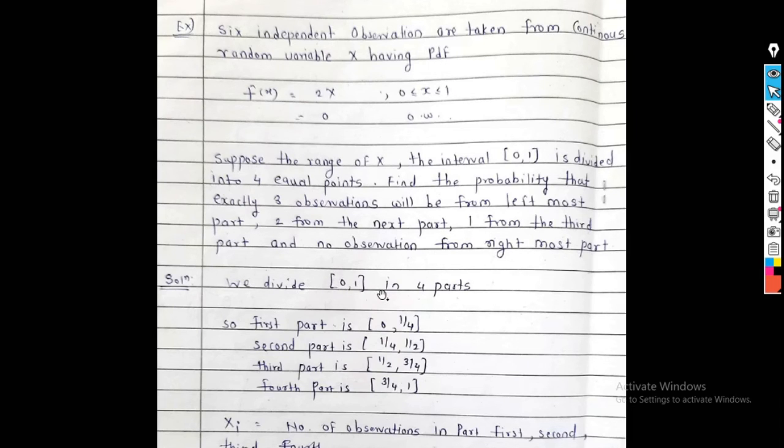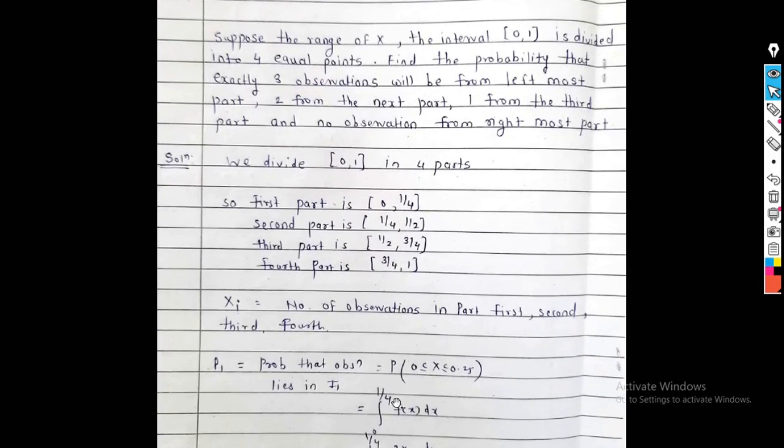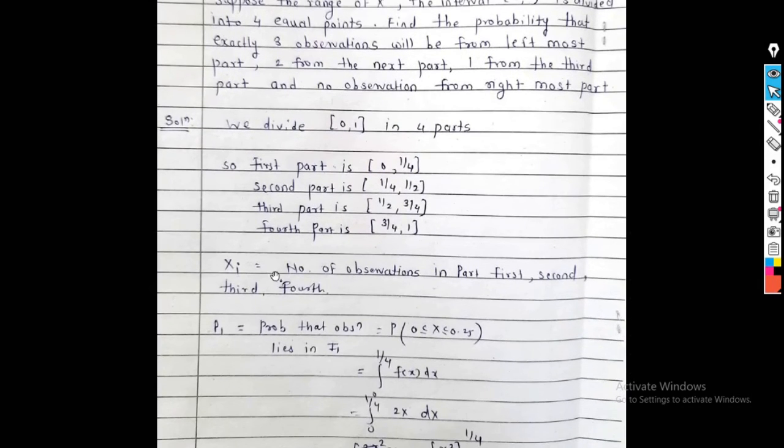So what are these 4 parts? The first part is of course 0 to 1/4. The next part is 1/4 to 1/2. The next part is 1/2 to 3/4, and the last part is 3/4 to 1. And what are x1, x2, x3, x4? They are the number of observations in the first, second, third and fourth part.